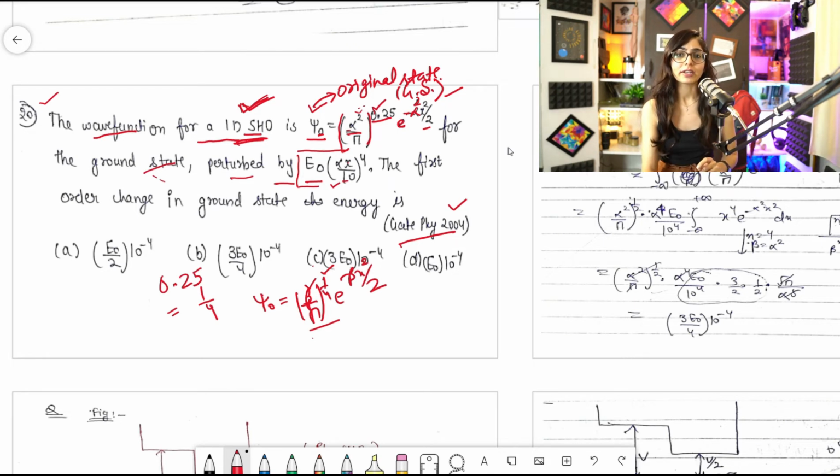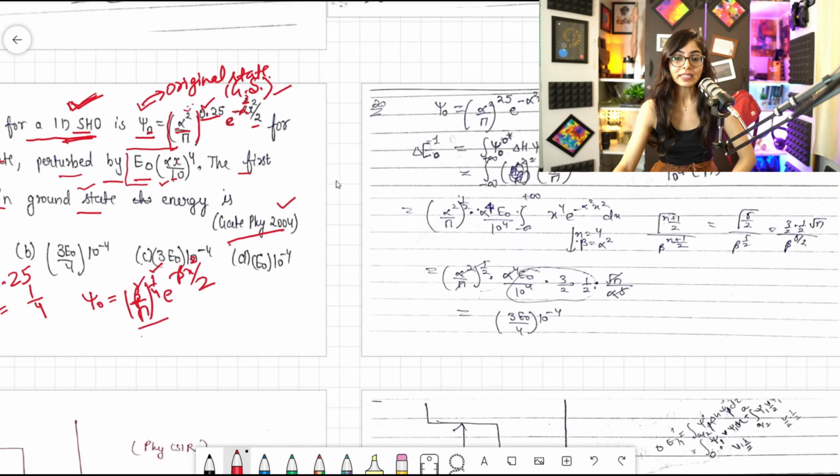I need to find out the first order change in ground state energy. So just keep in consideration that the order is first and it is the ground state energy, and these are the options given. So let's see what can be the solution. I have the solution with me, and let's see.